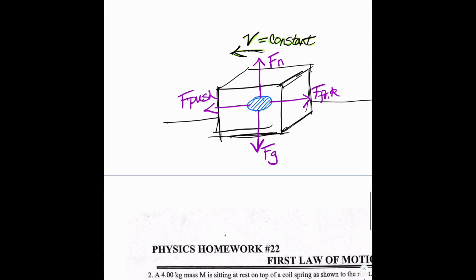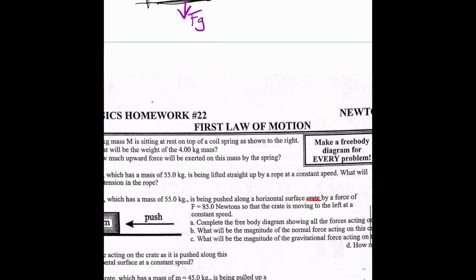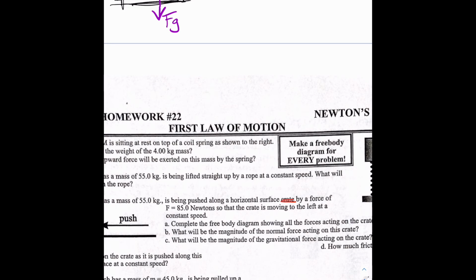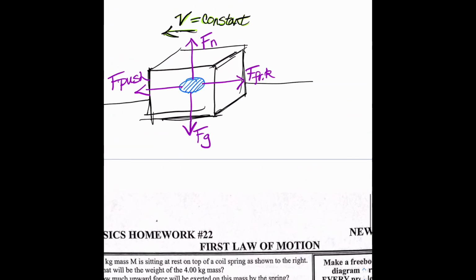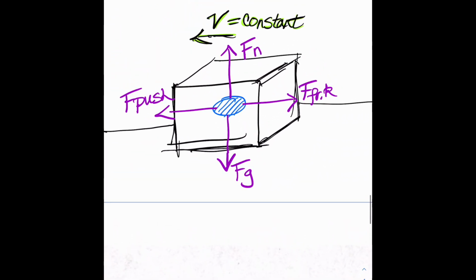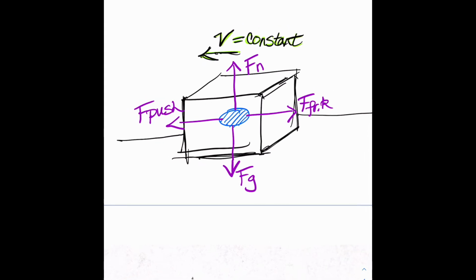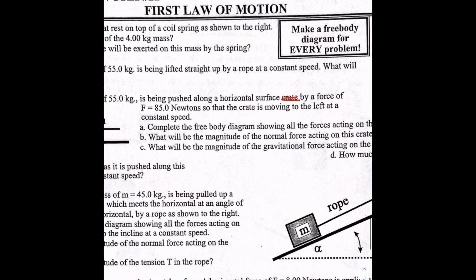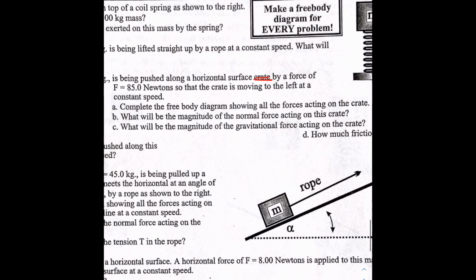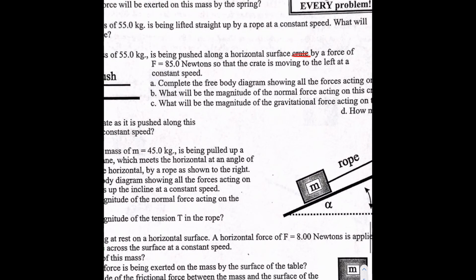And the first problem says complete the free body diagram, showing all the forces acting on the crate. So this is our answer to part A. I think this is question 4. So this free body diagram is our answer to 4A. Okay. So then 4B says, what will be the magnitude of the normal force acting on this crate?